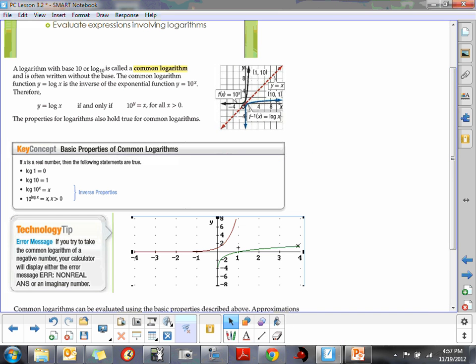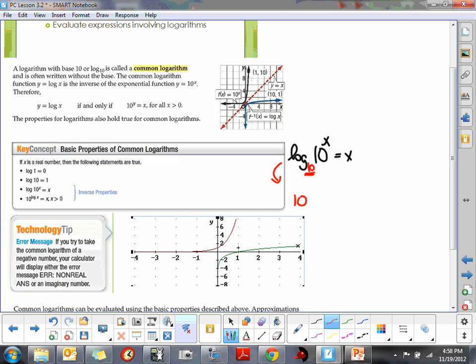The next property is the common log of 10 to the x equals x. Nothing new here. Again, we're just reiterating what we did in the previous video. If I change this to the exponential, the equivalent exponential has to have a base 10 exponent. The log always equals the exponent, so 10 to the x has to equal the antilog, which is 10 to the x, which is a true statement.